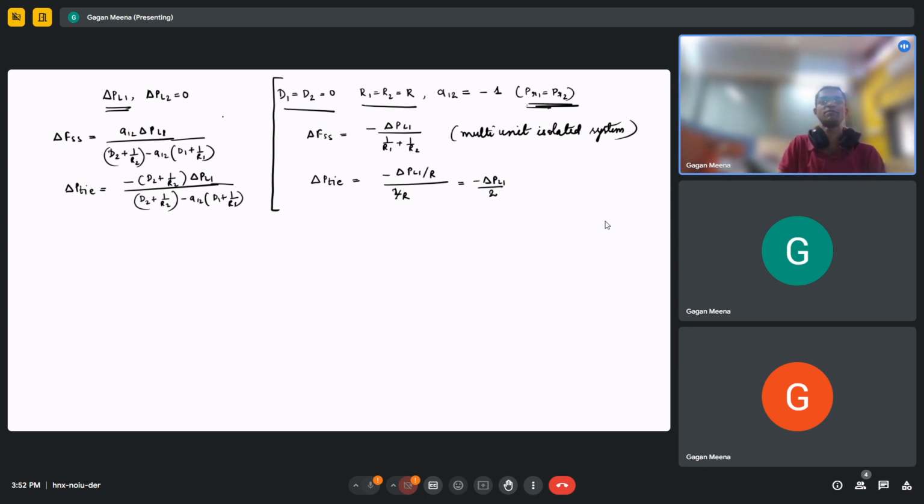Because there is no perturbation, there is no change of load in area 2. So for this we have to remember that delta PL2 is also 0. All these are the conditions 1, 2, 3 and 4. Under these 4 conditions we will get delta F the same as the multi-unit isolated system.